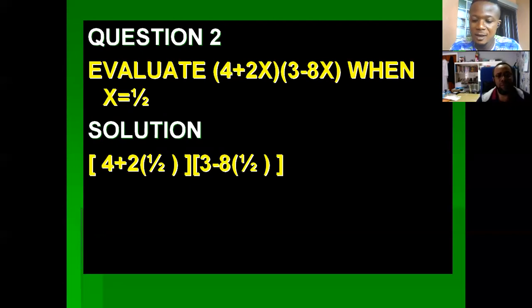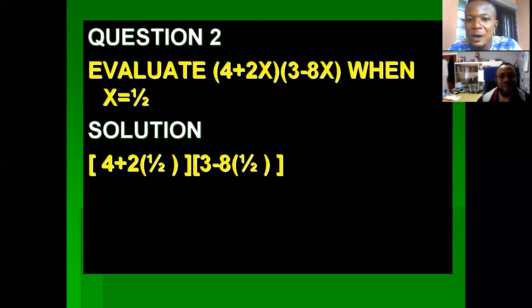Then, as usual, the 2 after 4 can be called 2 over 1, times 1 over 2. The up numbers multiply themselves, the down numbers multiply themselves. So 2 over 2, and 2 over 2 will give us 1, isn't it? 2 divided by 2 gives us 1.